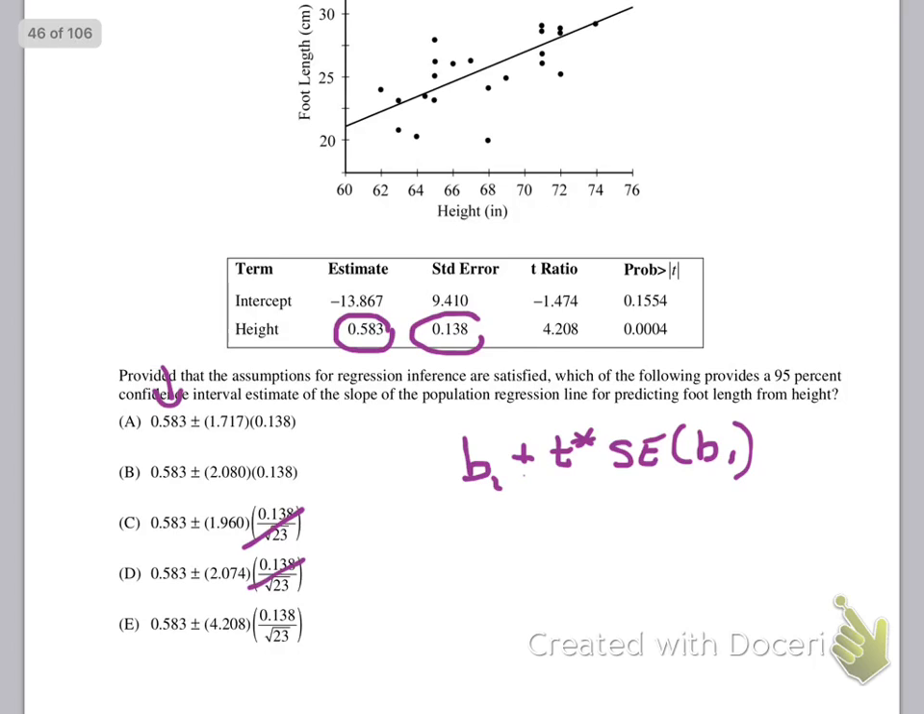We don't divide by the square root of n. That's only for t. This is not for slope. Where the t comes in is for the t inverse. And so my area is 0.05, divided by 2 is 0.025. And my degrees of freedom is going to be 23 minus 2, because remember for linear regression we subtract 2. And so I get B.